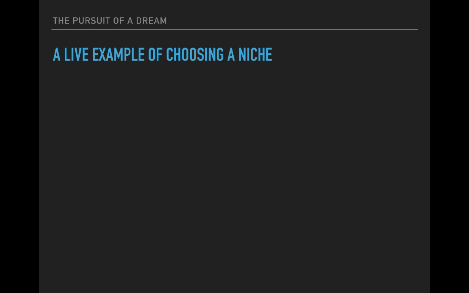So what we're going to do now is have a live example of choosing a niche, the steps you go through to help you make a choice. So step number 1 is to ask yourself, do you have any passion or interest in a niche or niches? So let's say for this example, we're interested in weight loss, muscle building, and internet marketing.